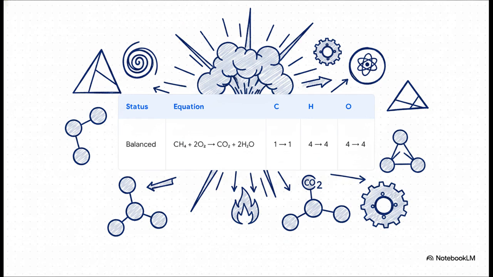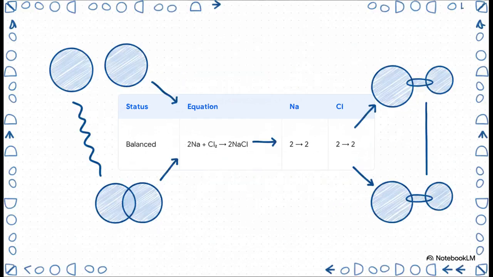CH4 plus 2O2 yields CO2 plus 2H2O. By systematically adding a coefficient of 2 in front of the oxygen on the left and a 2 in front of the water on the right, we achieve total balance. Verify it with me real quick. 1 carbon on both sides, 4 hydrogens on the left, and 2 times 2 is 4 on the right. What about oxygen? We have 4 on the left, perfectly matching the 2 in the carbon dioxide plus the 2 in the water on the right. 1 carbon, 4 hydrogen, 4 oxygen. Perfect harmony.